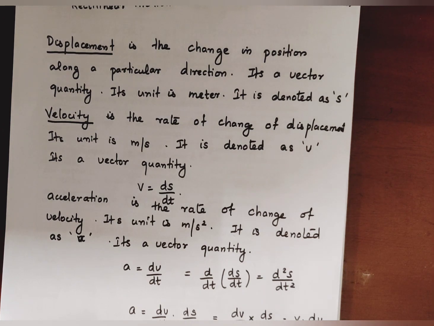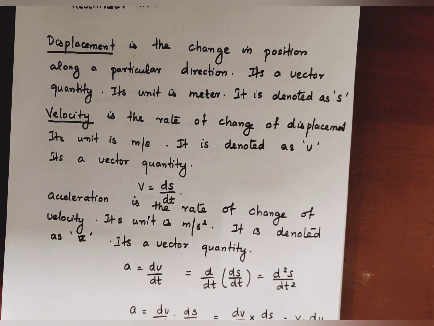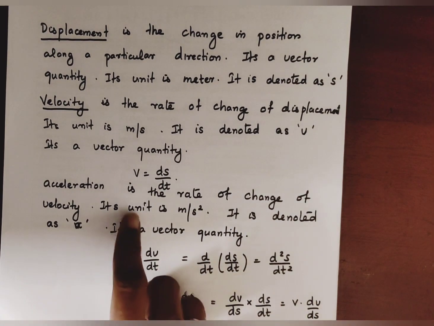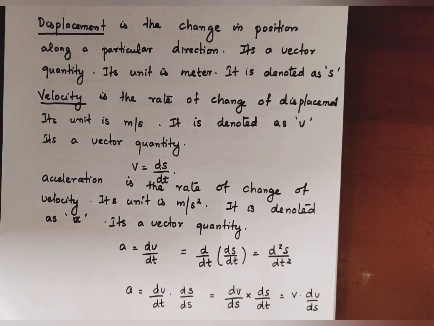That definition you have already studied in class 11. Displacement is a vector quantity and the unit of displacement is meter. Usually we denote the displacement as S. The second term is velocity. It is the rate of change of displacement. Its unit is meter per second and it is denoted as V. Again it is a vector quantity. We can write the equation for velocity as ds by dt.